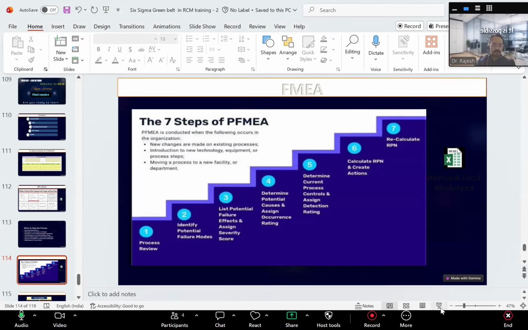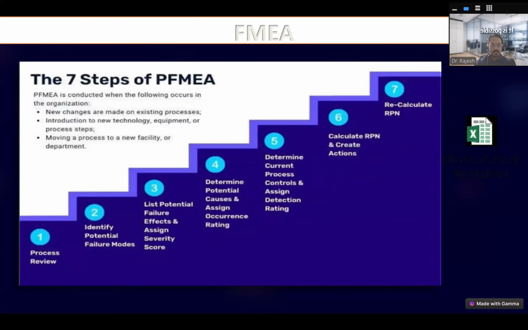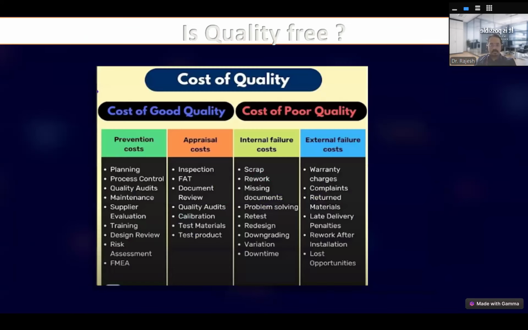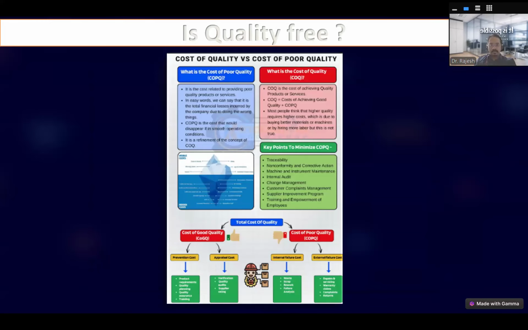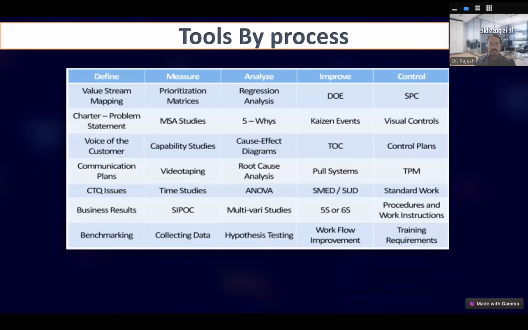So far we covered a lot of tools. The next question is which tool is best for RCM, right? That's what we need to understand. Every tool, can I use it? So when we come to that question, these are some of the cost of quality you can just go through. This is what we are identifying: what are all the tools we can use by the different phase.